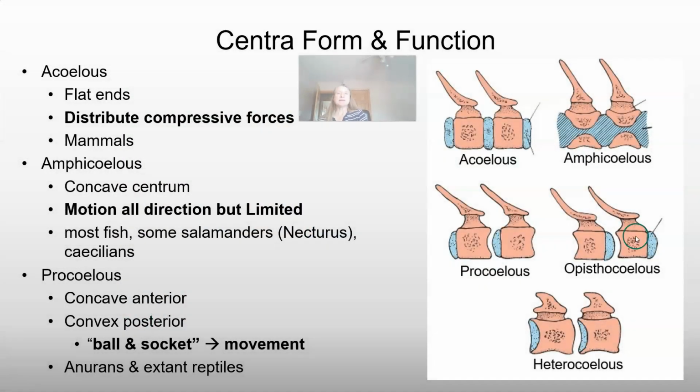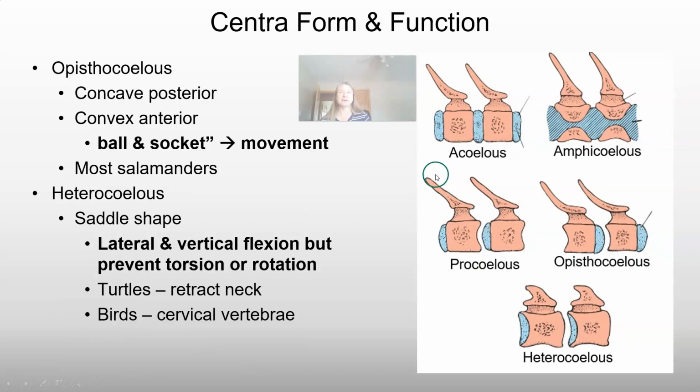So anyway, this ball and socket type joint, now of course they're vertebrae, so there's not going to be as much range of motion because there's tissue around it that is going to limit it. But in general, it does allow more movement. And this is what we see, this procoelus is in anurans and extant reptiles. We're going to go to the next slide now to go over the rest of these.